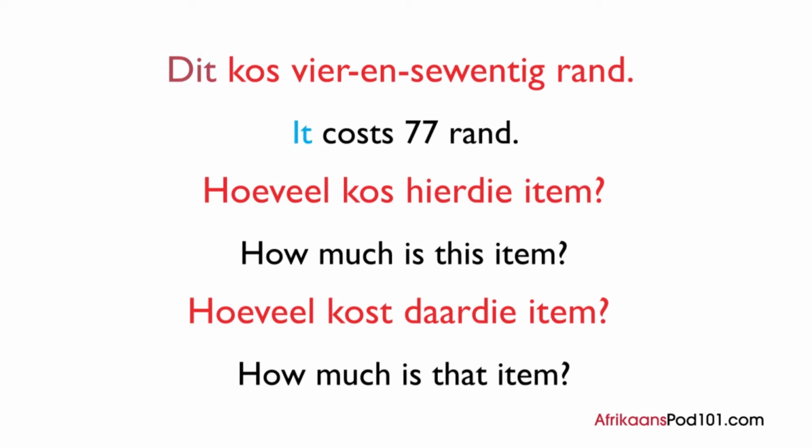Instead of saying it, dit, you can be more specific by saying this, hierdie, or that, daardie. So you can say, hoeveel kos hierdie item, meaning how much is this item? Hoeveel kos daardie item, meaning how much is that item? Item has the same meaning as item in English.